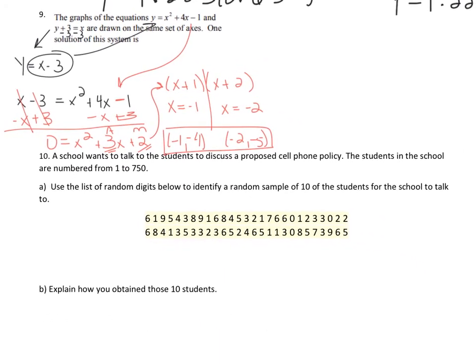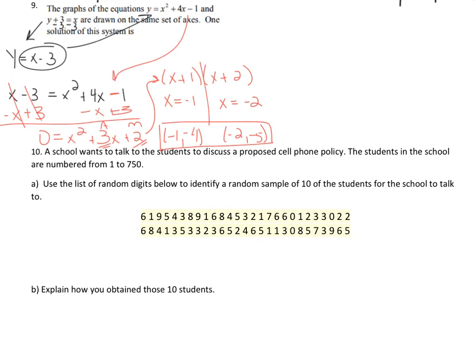proposed cell phone policy. The students in the school are numbered from 1 to 750. Use the list of random digits to identify a sample of 10 students for the school to talk to. Now, here's the deal. The highest number is 3 digits. That means you're going to count by 3s in the table. If the highest number was 2 digits, you'd count by 2s. If the highest number was 1 digit, you'd count by 1s. So since 750 is my highest number, we will count by 3s.